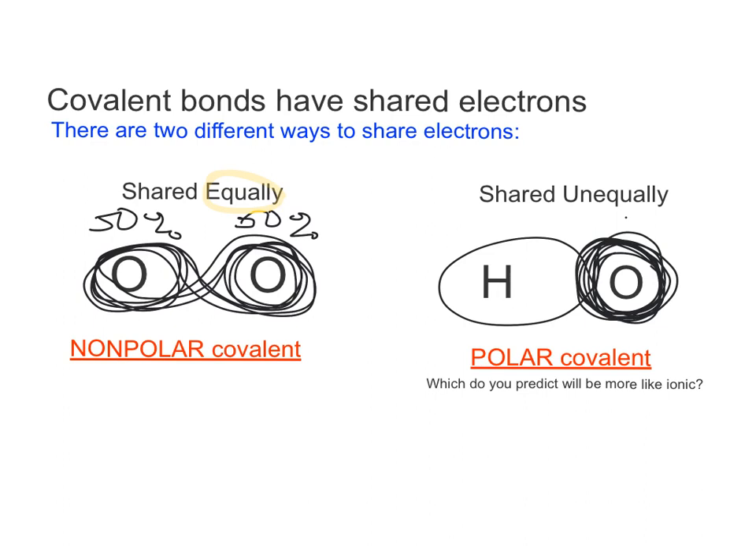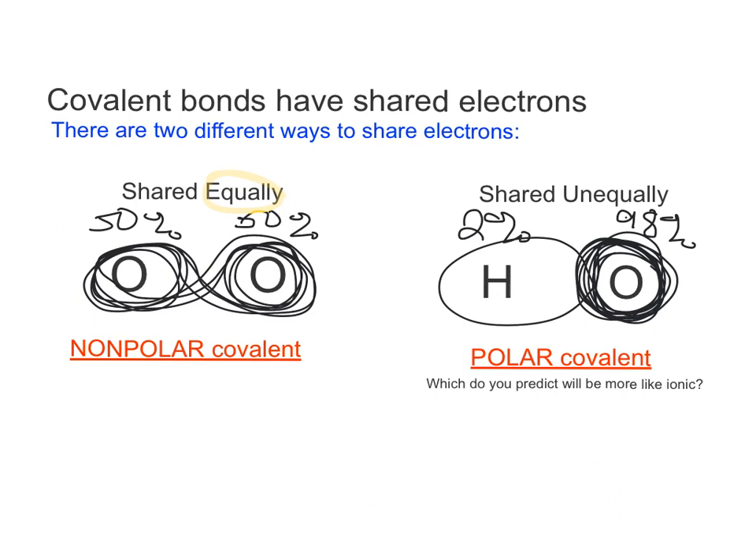We can make up some percents. We could say that 98% of the time that electron is found around the oxygen, and maybe only 2% of the time it's going to be found around the hydrogen. That is very uneven, so it's called polar covalent. And that's because you actually end up with poles.